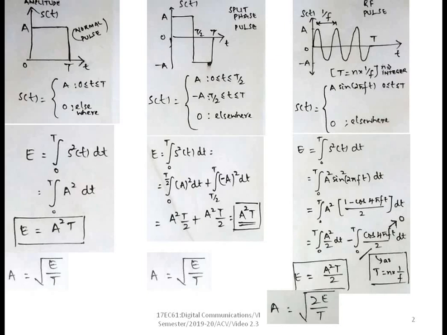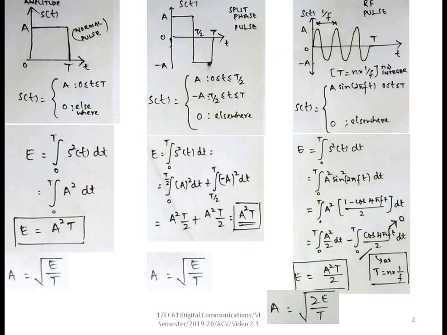Now the very important aspect which I would like to discuss here is, in the next section, the Gram-Schmidt orthogonalization procedure, we will be discussing how to find an orthonormal set of basis functions from a given set of M energy signals. So for that we have to evaluate the energy of individual signals, and we will have to derive unit energy signals from the given set of signals.